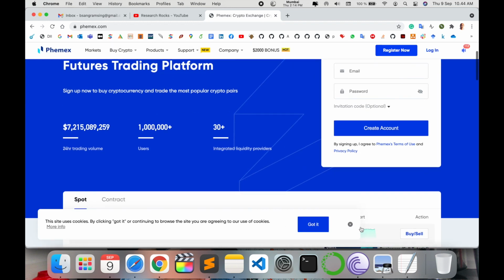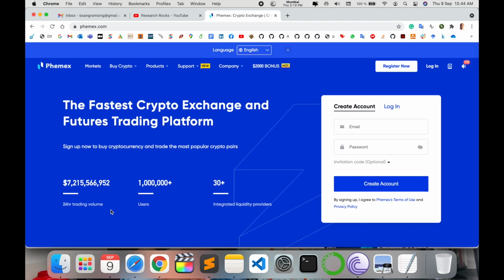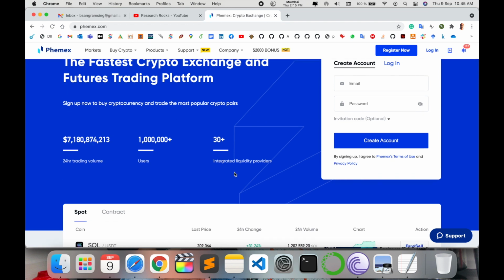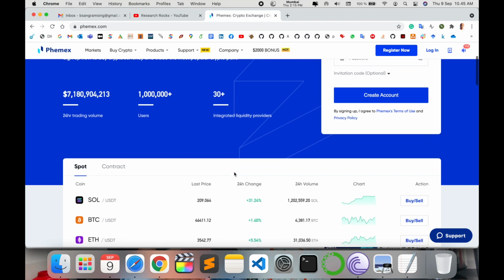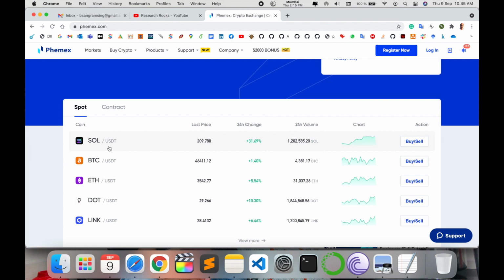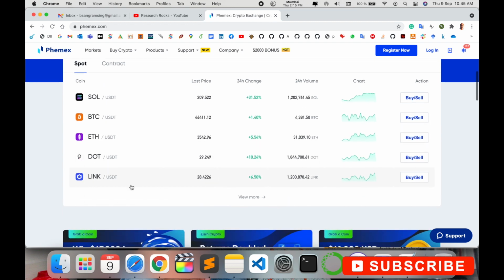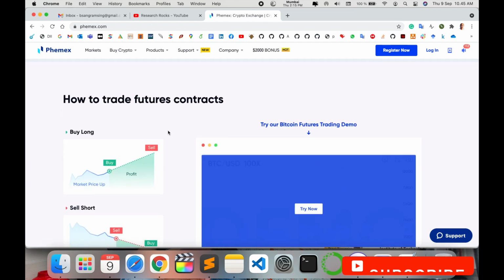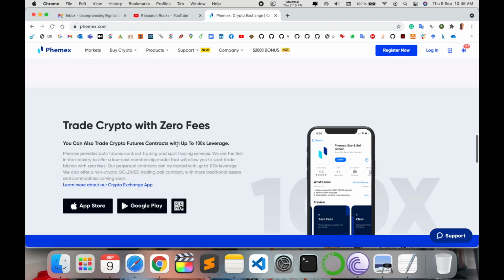So this is the platform. Some basic information is available here, like the trading volumes, the fastest crypto exchange and feature-rich trading platform, one of the best platforms. The integration has 30 million plus users, with current cryptocurrency prices and other cryptocurrency investments like this. All prices are in US dollars. Some bonus plans are available here. How to trade futures content, some basic information is available here.